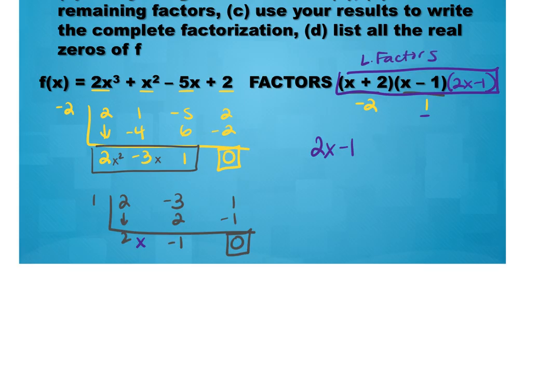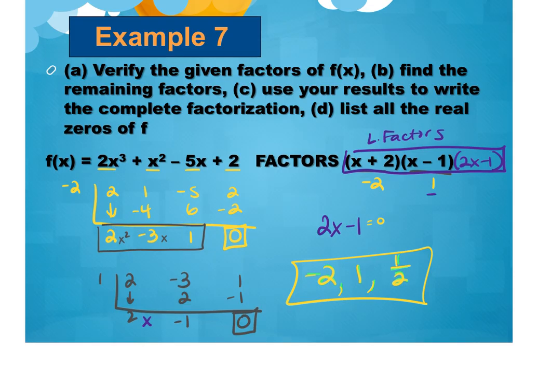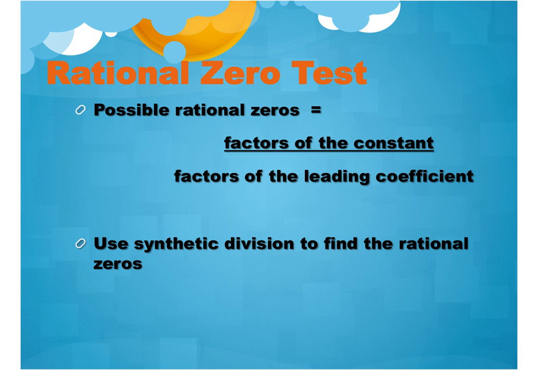And then to get all the zeros, it's negative 2, positive 1, and 1/2, what we would get by setting this equal to 0. Okay, so what happens if we don't have a single 0? If there's no 0, we can't factor it, right?